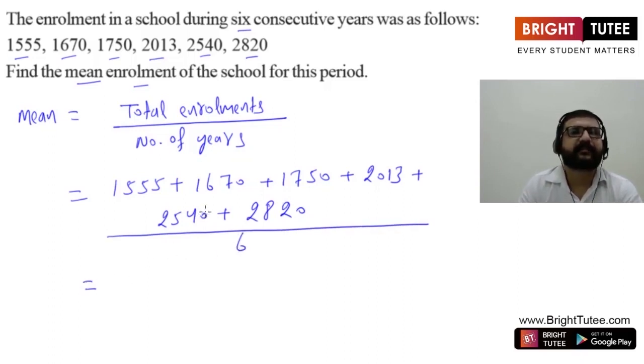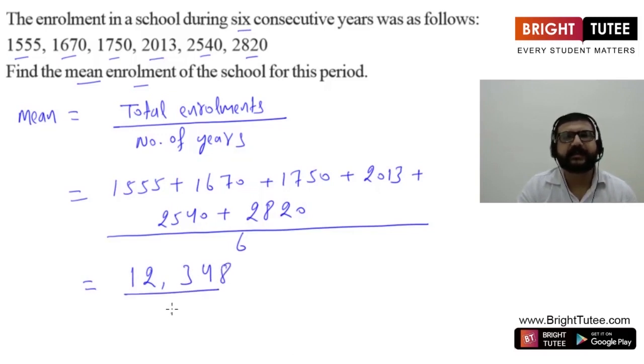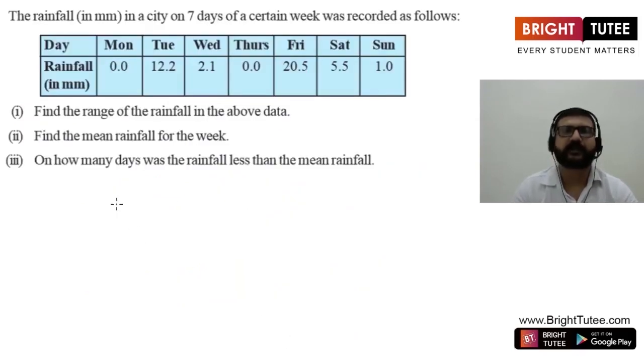Now by simplifying this, by adding all the numbers in the numerator, we will get 12,348 divided by 6. Now by simplifying this further, we will get 2058. So the mean enrollment of the school for this period will be 2058. Now let's move to the next question.